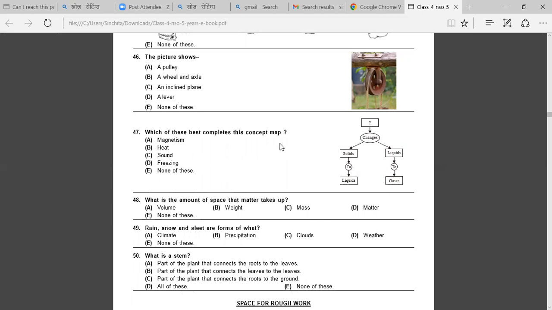Which of these completes the concept map? Solid changes to liquid and liquid changes to gas. This is very easy. We all know it's heat. When we apply heat to a solid, for example ice, it becomes water. And when we apply heat to water or liquid, it gets converted to gas or water vapor.